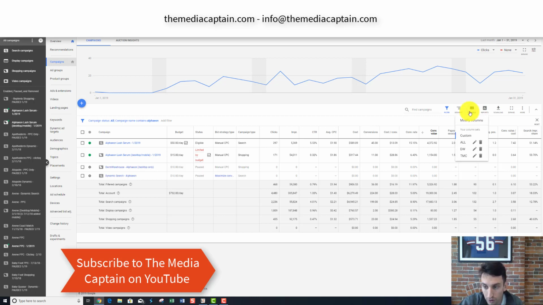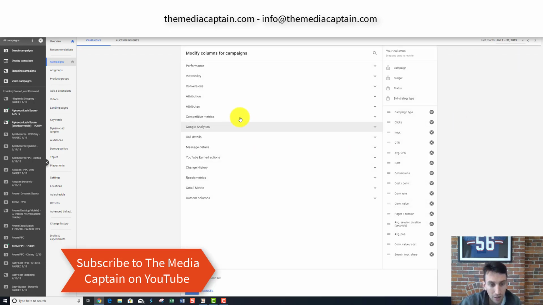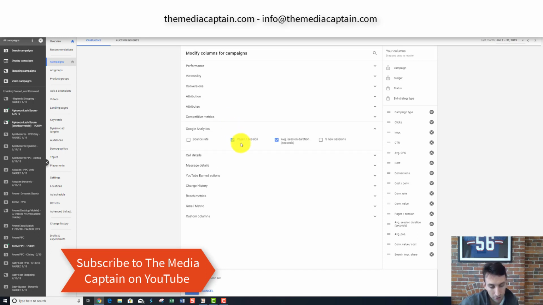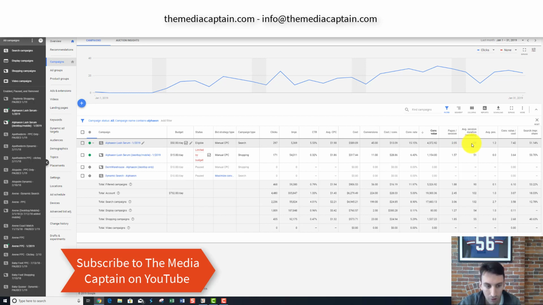So in order to do this, you're gonna go into columns, modify columns, Google Analytics. You're gonna make sure there's bounce rate and also percentage of new sessions. The ones I like clicking are pages per session and average session duration, and you're then gonna apply that to your campaign and it will pull in here.